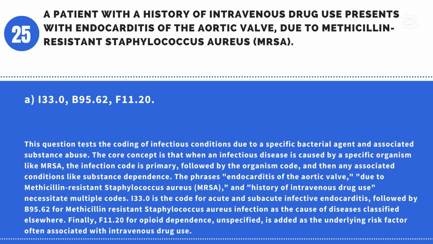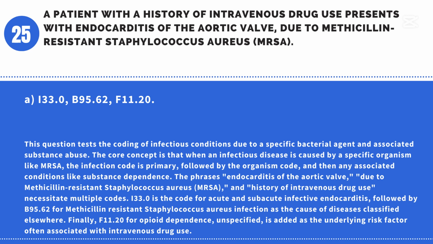Answer, A. I33.0, B95.62, F11.20. This question tests the coding of infectious conditions due to a specific bacterial agent and associated substance abuse. The core concept is that when an infectious disease is caused by a specific organism like MRSA, the infection code is primary, followed by the organism code, and then any associated conditions like substance dependence. The phrases endocarditis of the aortic valve, due to methicillin-resistant Staphylococcus aureus, MRSA, and history of intravenous drug use necessitate multiple codes.